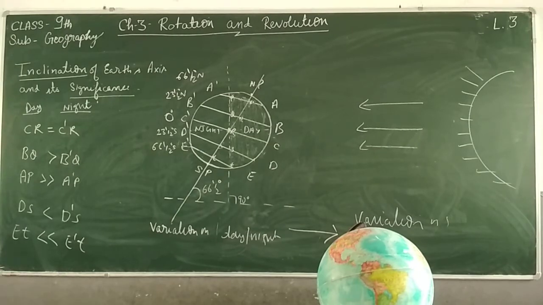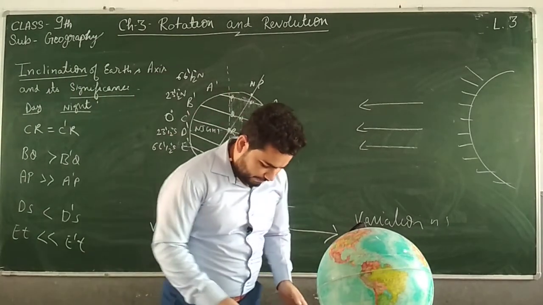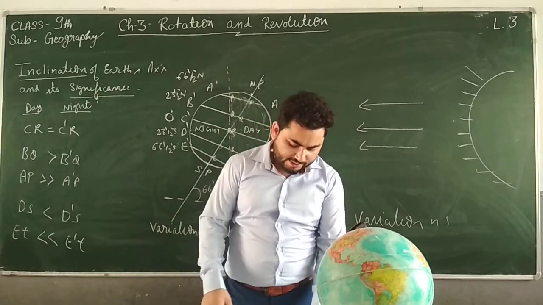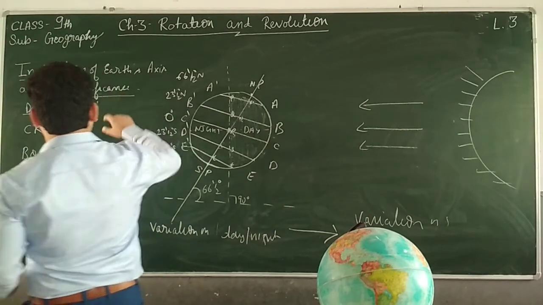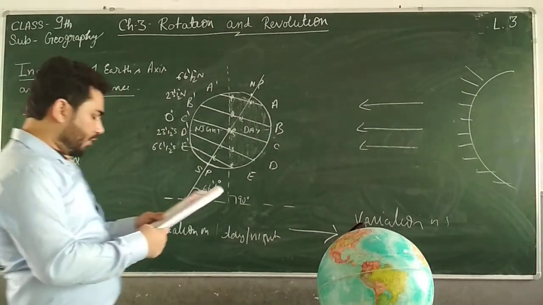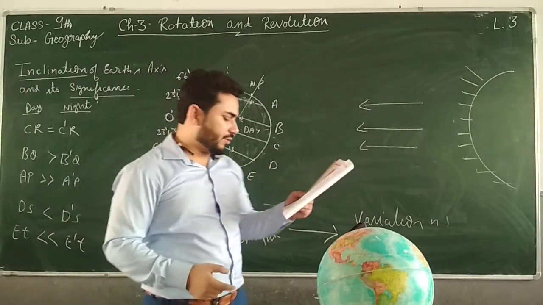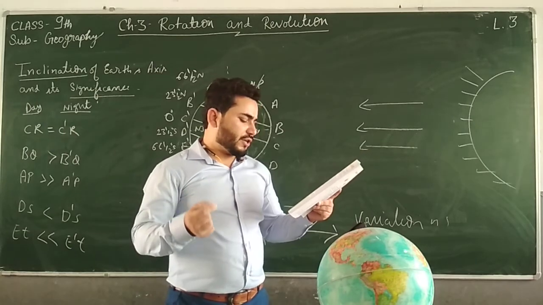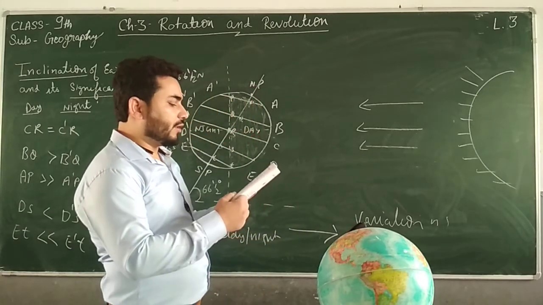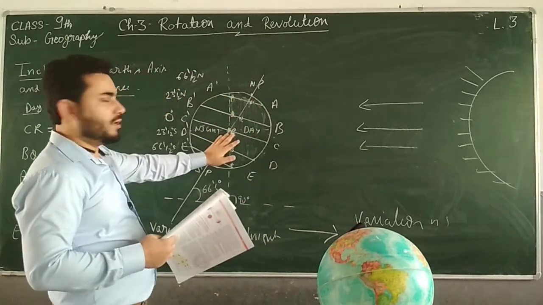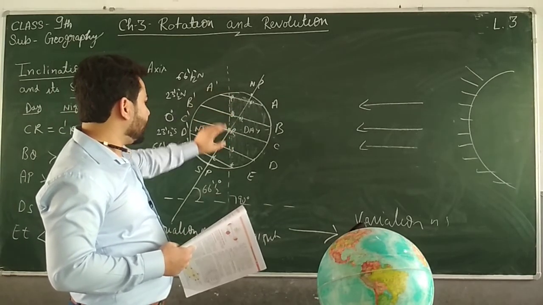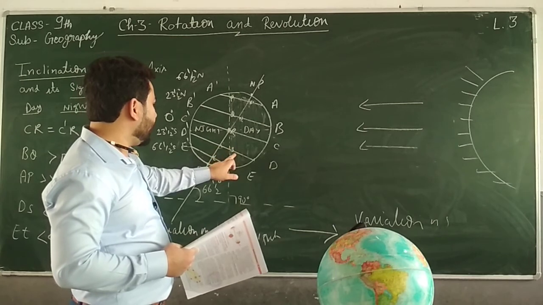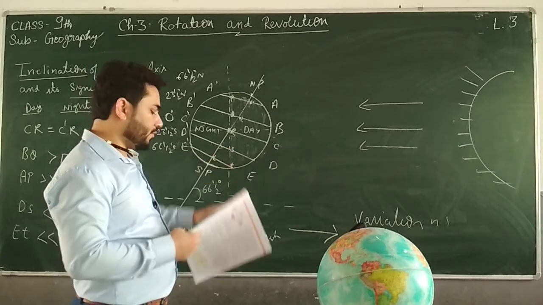32 minutes are over. Now let me go fast. Now, effect of the inclined axis on the duration. Now which we have studied about all these things, we will study about the effects. What is the effect of the inclined axis on the duration of day and night? The duration of day and night is not equal at all places. We have seen here the duration of day is more than the night, and in the southern hemisphere the duration of day is much lesser than the duration of night.